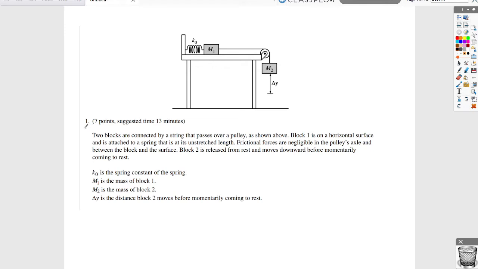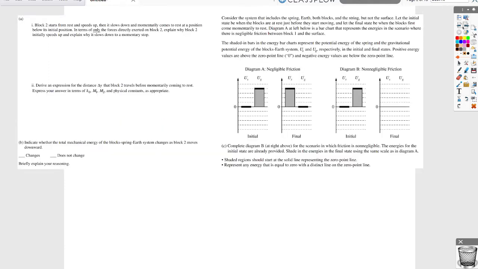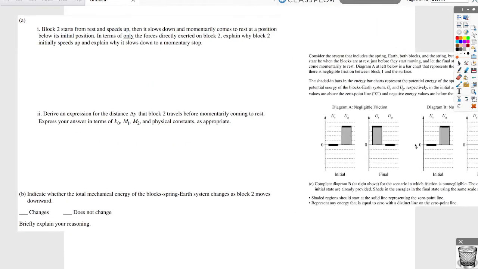So in this question 1, it's a 7-point question, so it's a pretty simple one. Two blocks are connected by a string that passes over a pulley, so it's an Atwood machine. And one of the blocks is connected to a spring with spring constant k0. I'm going to make it bigger a little bit.